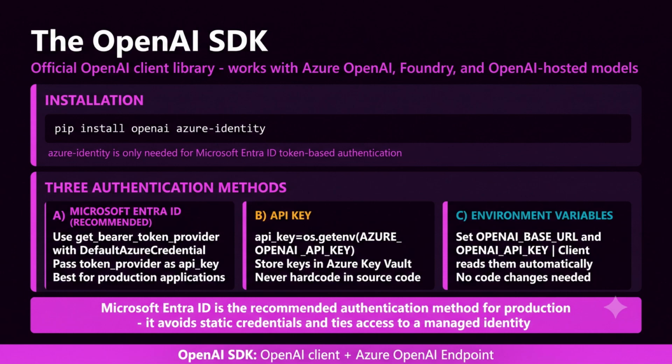The third option is environment variables. If you set OPENAI_BASE_URL and OPENAI_API_KEY before running your code, the OpenAI client reads them automatically without you needing to pass anything explicitly. This is very convenient for local development and testing.